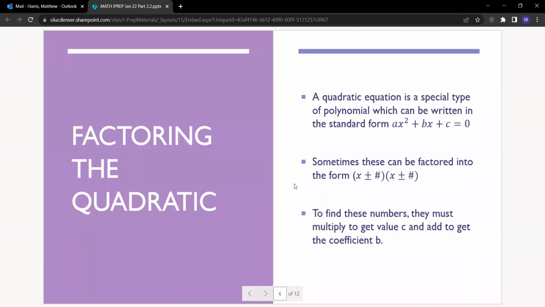So factoring a quadratic. A quadratic equation is a special type of polynomial which can be written in the standard form ax squared plus bx plus c is equal to 0. Sometimes these can be factored into the form x plus or minus a number times x plus or minus a different number. And that's what this is right here, is plus or minus.